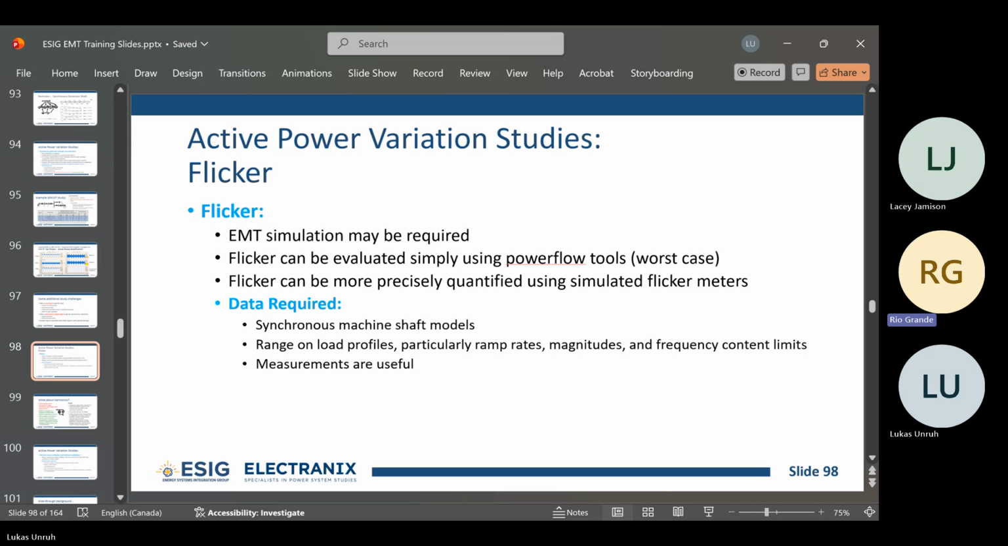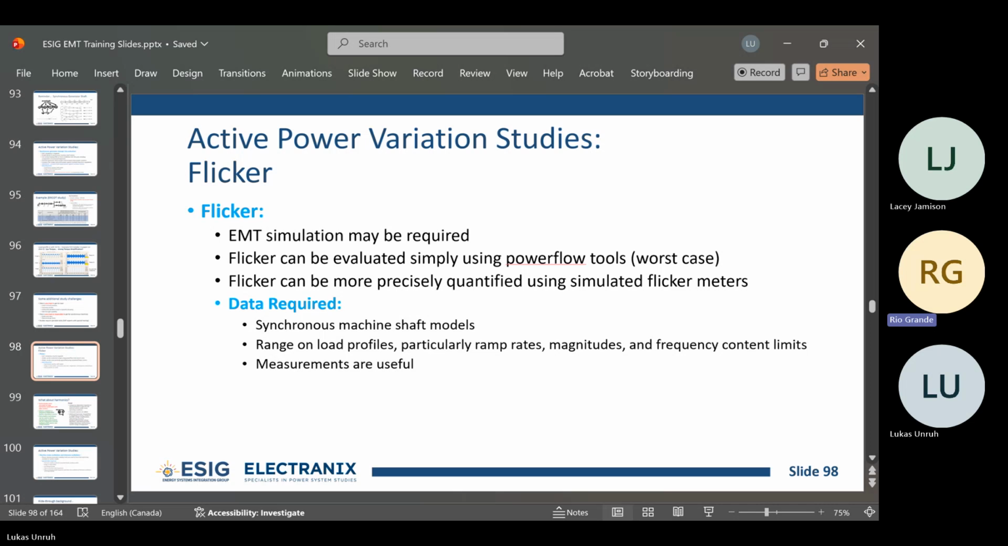This one, flicker. As we know, when we have fast voltage fluctuations, that can result in problematic flicker levels, and we have standards which give us basically what's allowable in terms of flicker. To assess this, you may need an EMT simulation. You could also get a feel for this using power flow tools by just applying the difference, like your max power and your min power, and seeing how much the voltage changes.